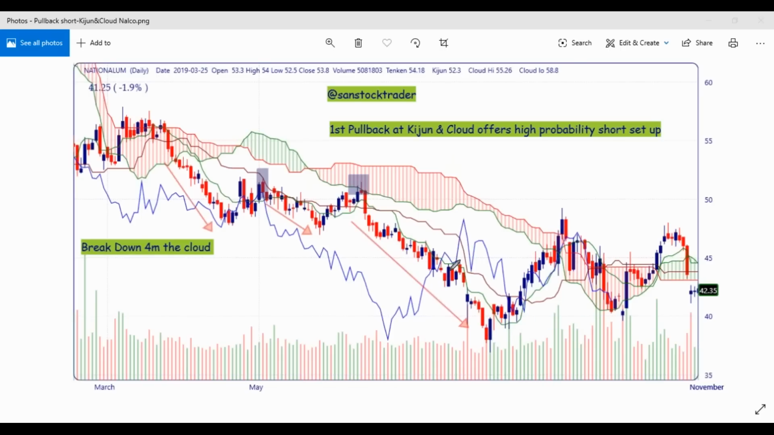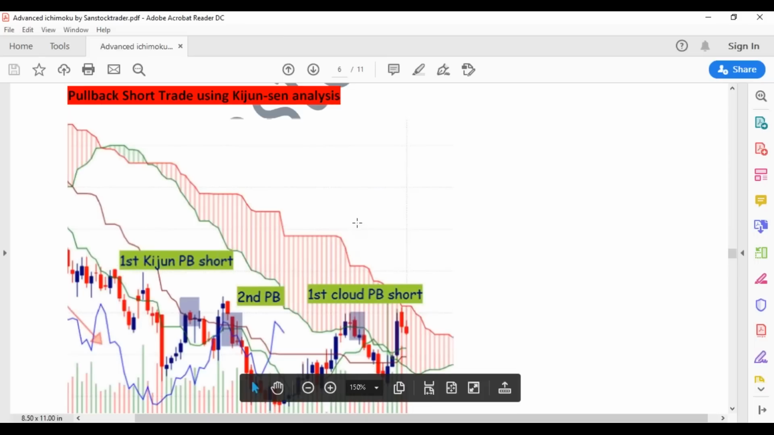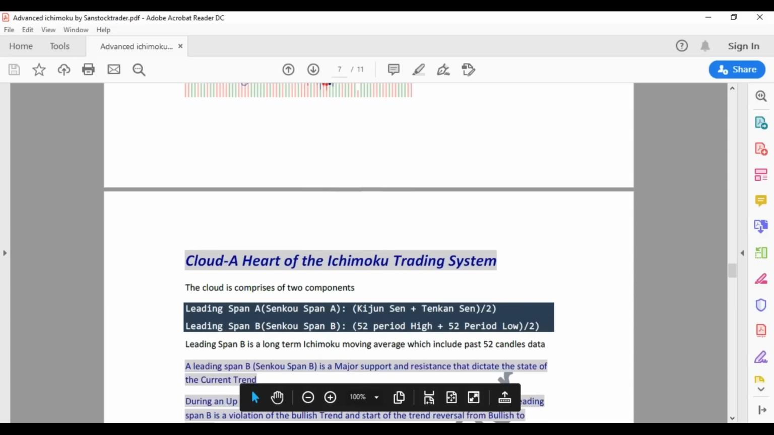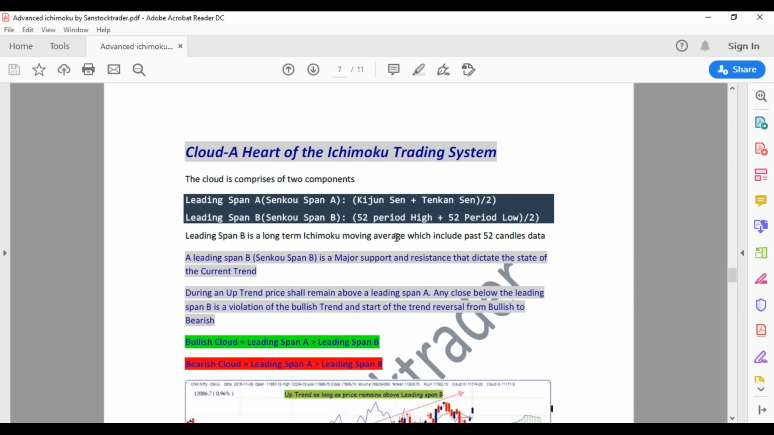So with this, I'm closing this Kijun pullback strategies. I have some backtesting results as well that we will be discussing later. Now let's move to our third strategy, and this is one of the best strategies, and this strategy gives excellent risk reward ratio. That is the cloud pullback trading strategy.